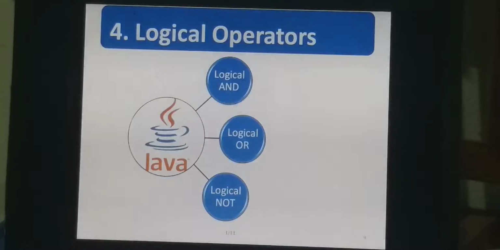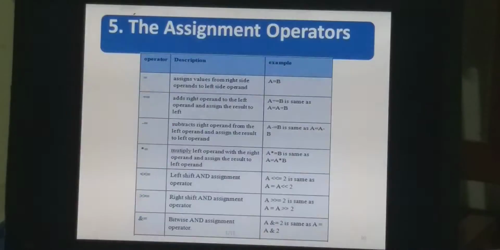The fourth type is logical operators. We have three logical operators: logical AND, logical OR, logical NOT. For logical AND we have double ampersand. For logical OR we have the double OR symbol. For logical NOT we have the exclamation symbol.